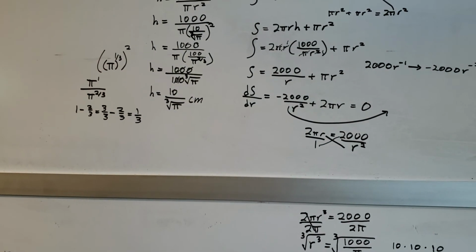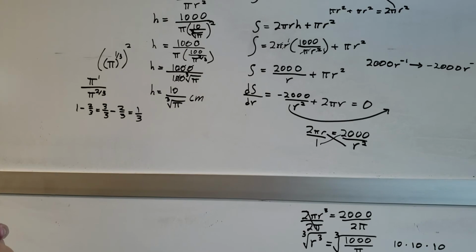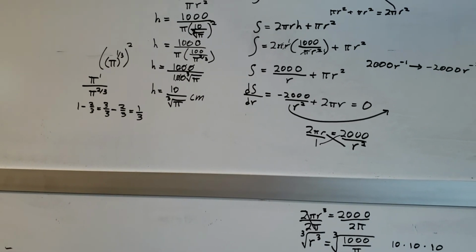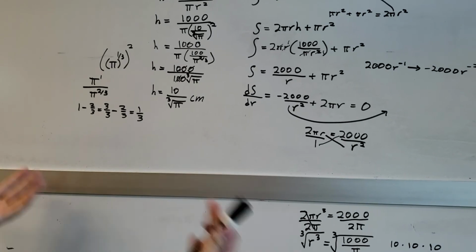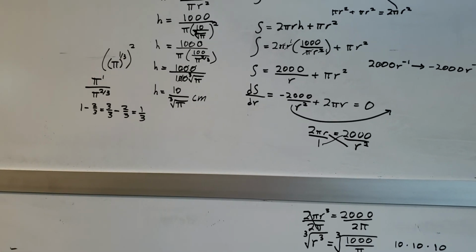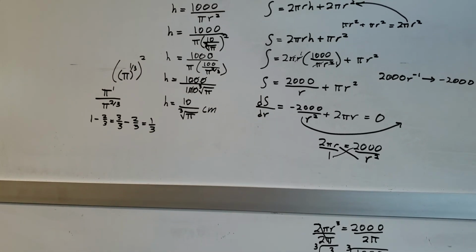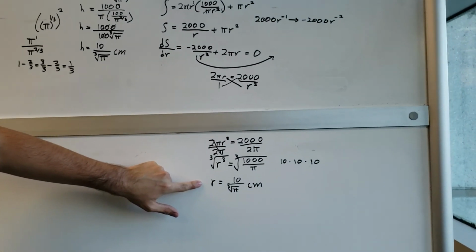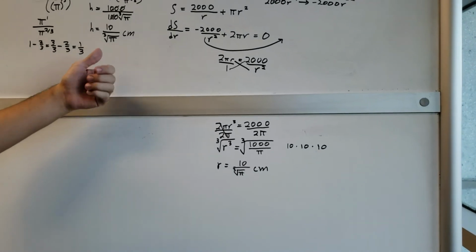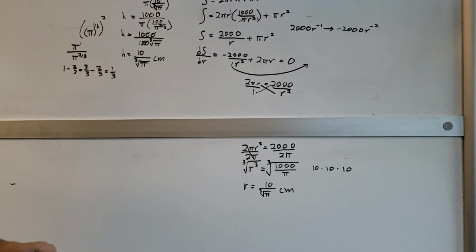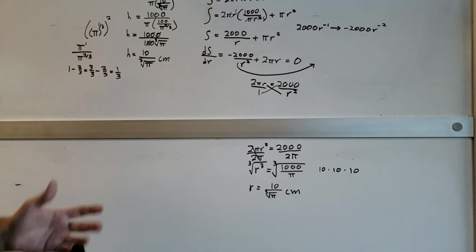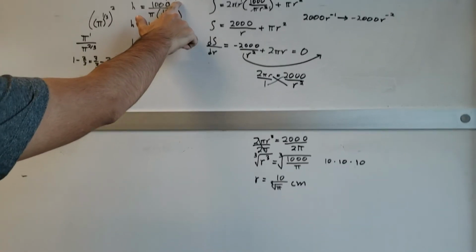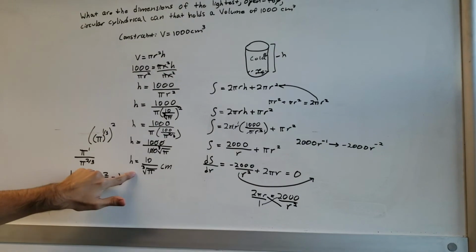So what are the dimensions of our Coca-Cola can? Well, in this case, the radius has to be 10 over cube root of pi centimeters, and the height also has to be 10 over cube root of pi centimeters as well. Now, I think it's kind of weird how this cube root of pi, like, basically turned out to be the same thing as the radius.